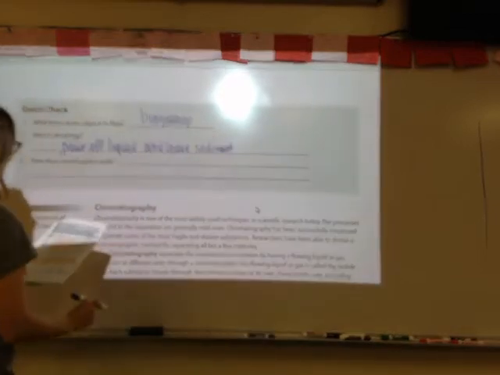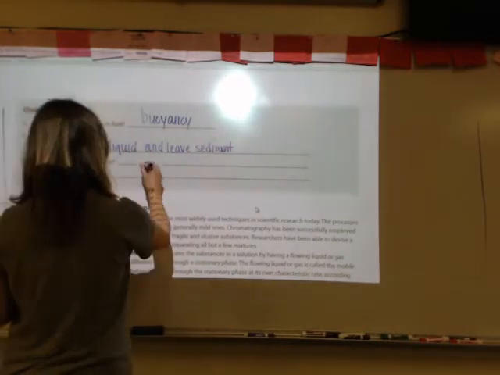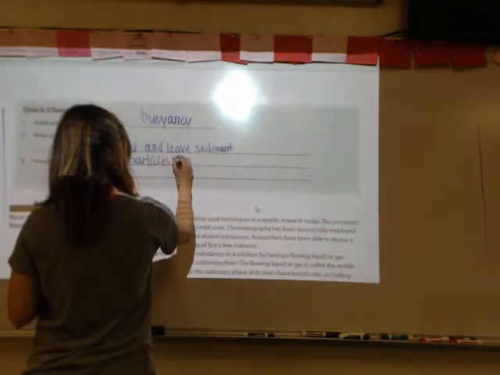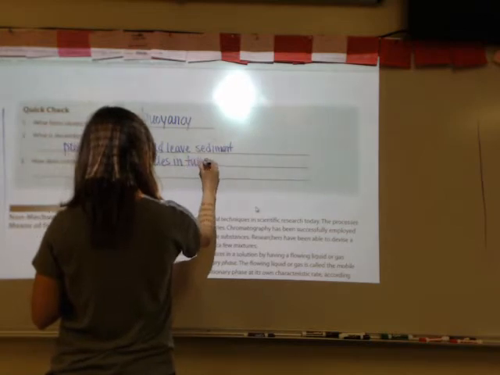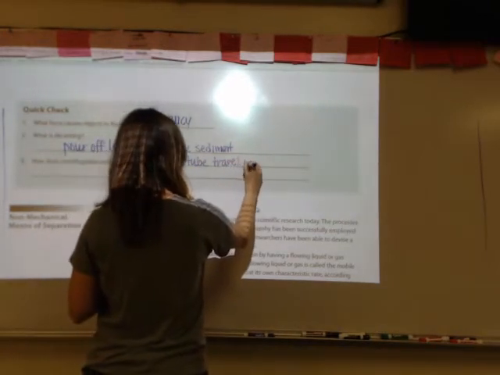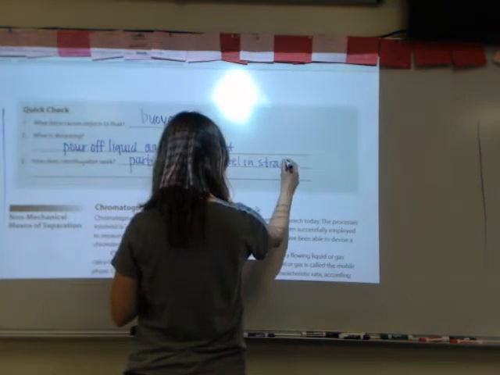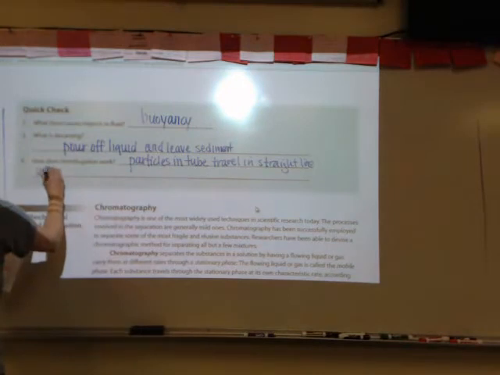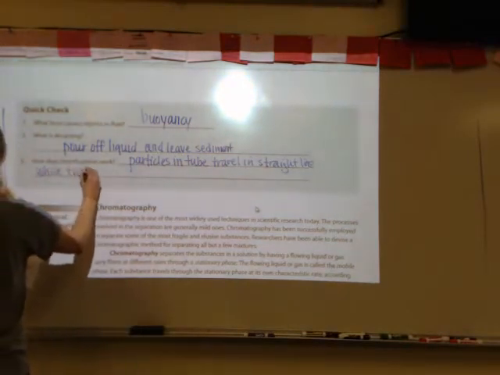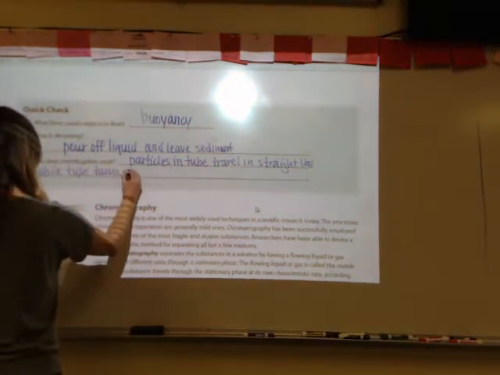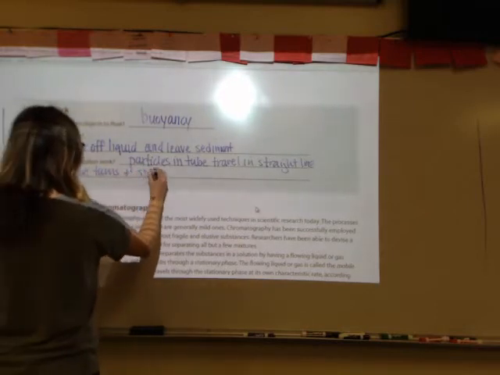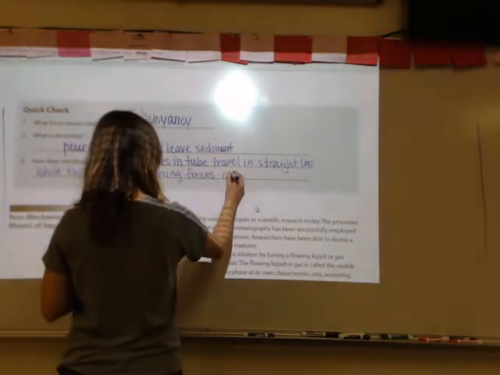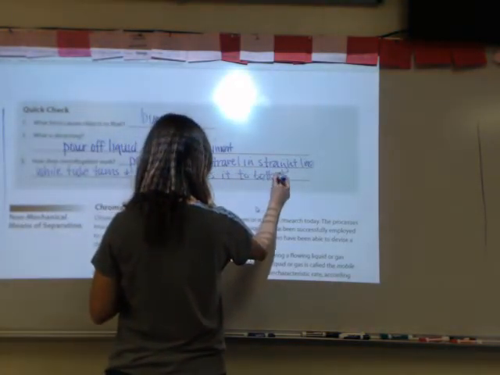Number 3, how does centrifugation work? Well, the particles in the tube travel in a straight line while the tube turns and spins. And the spinning forces it to the bottom of the tube.